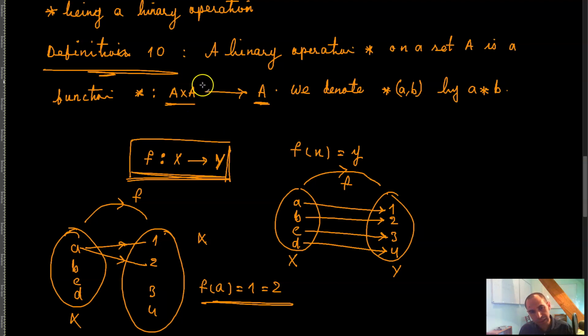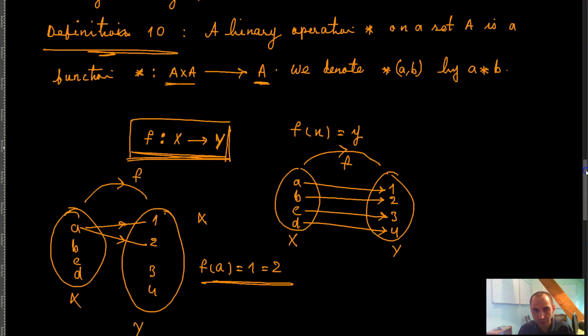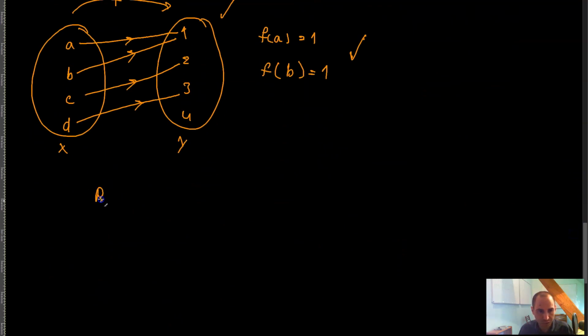And so in this case, the domain of this binary operation is the Cartesian product of A and A. For example, if star is a binary operation on the set of real numbers, then you have the Cartesian product of R and R, which you could imagine as something like this. You can have 1, 2, 3, 4, and so on and so forth.